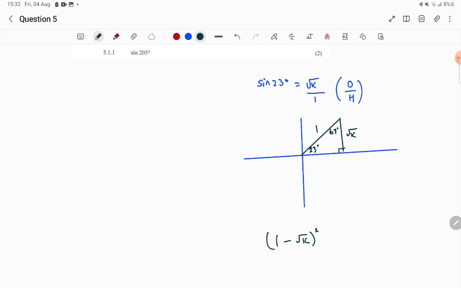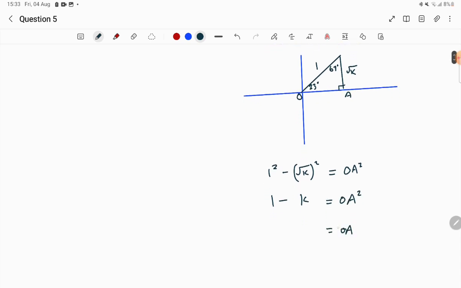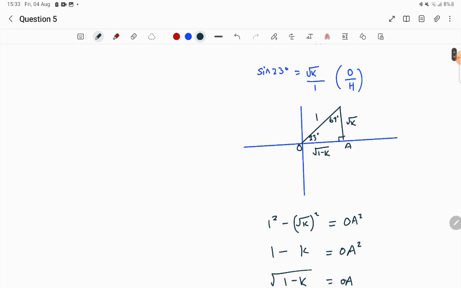So thereafter we can go ahead and substitute that value in here. So 1 squared minus root k all squared is equal to, and let's call this OA, so OA squared. So here this is 1 minus k, which is OA squared, and if you wanted OA on its own, we get the root of 1 minus k. So that's going to help us for the future for the other questions.